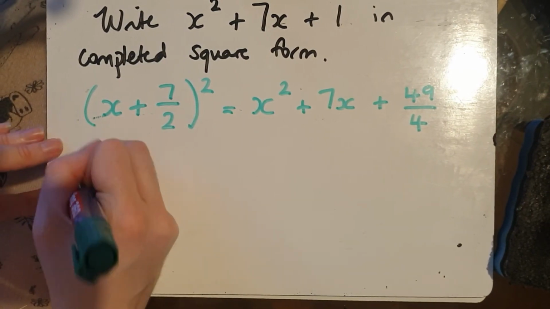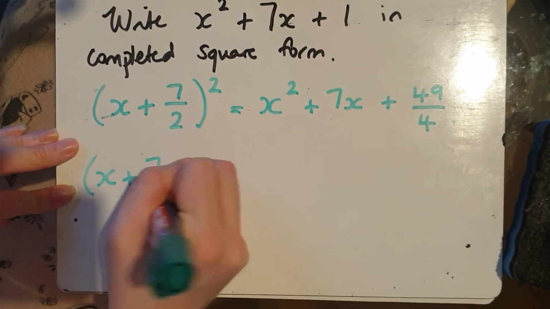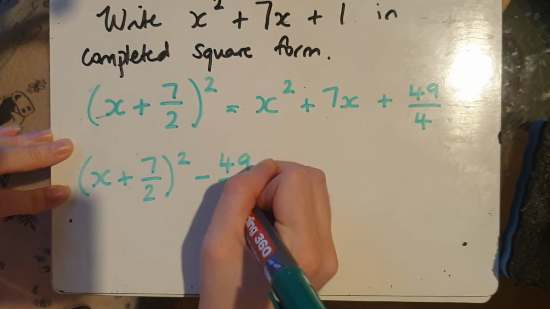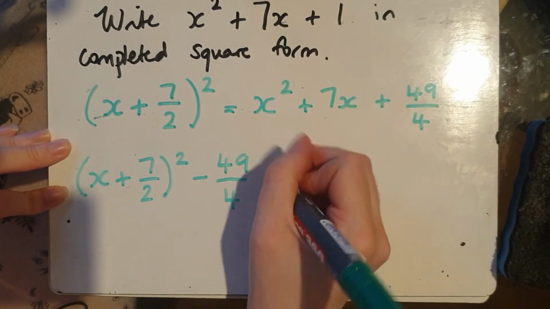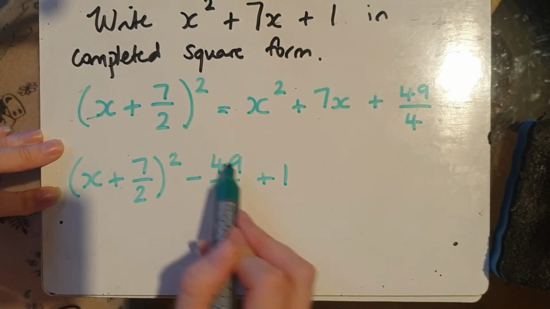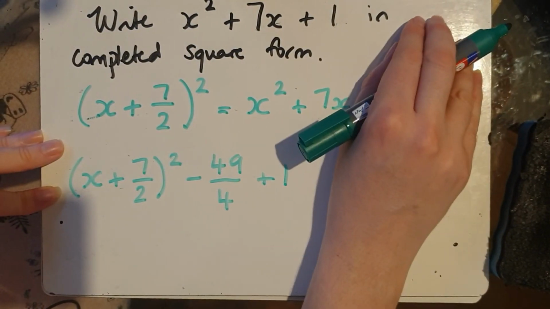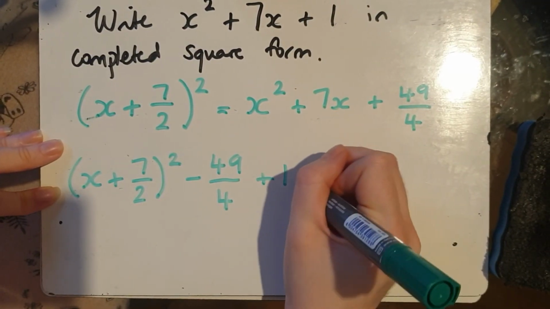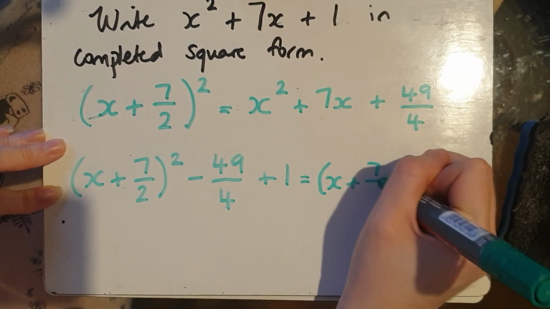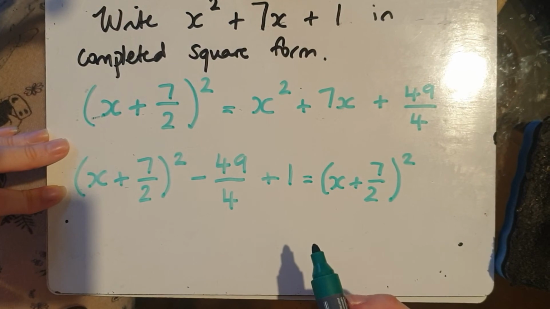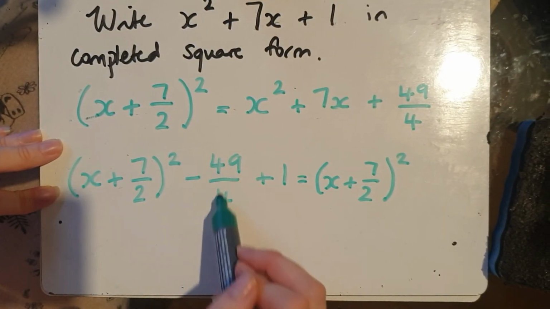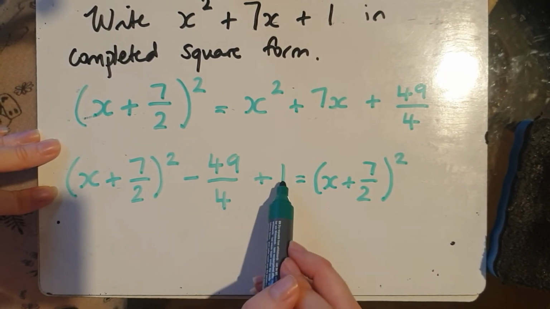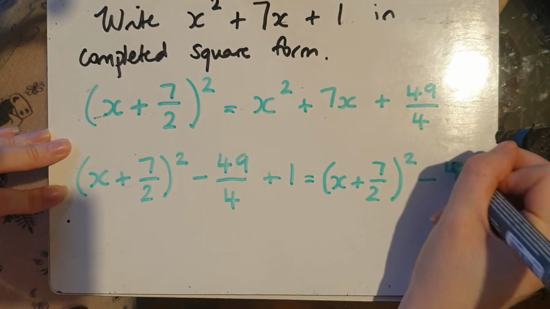So I need to do x plus 7 over 2 squared minus 49 over 4, and then add this number on here that I want. Because if I subtract 49 over 4 from this, it leaves me with just the x squared plus 7x, and then I need to add on the bit that I want. And then I can simplify that. Negative 49 over 4 plus 1 gives me minus 45 over 4.